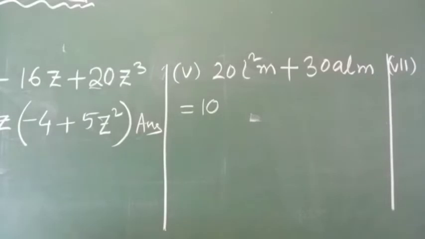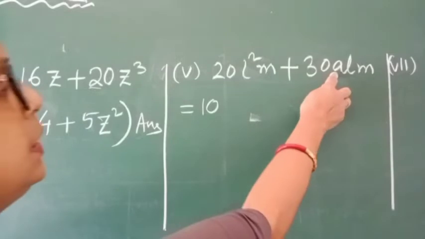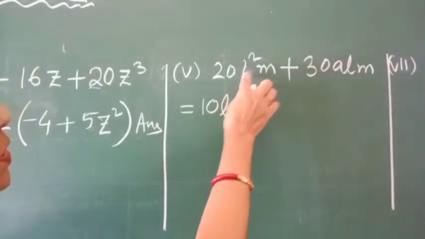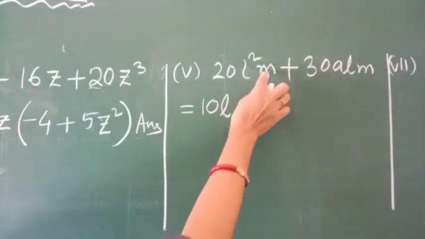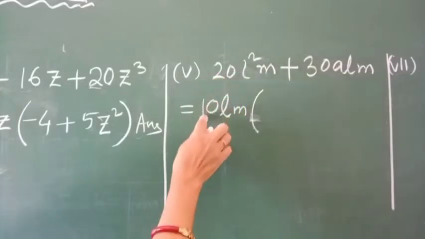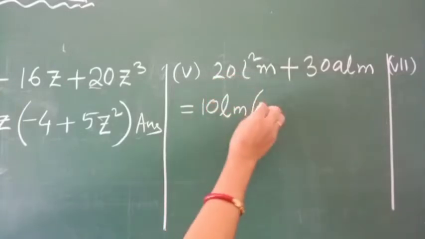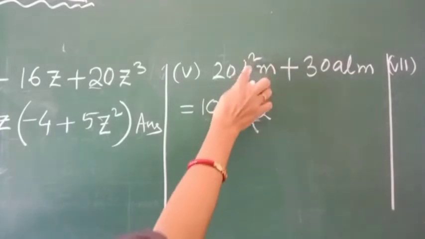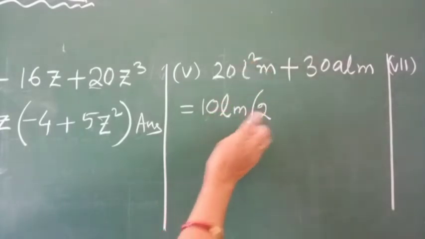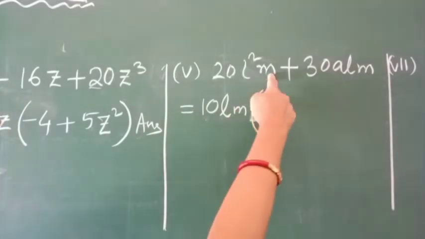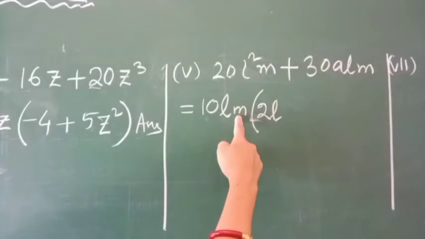From this L square m and A L m. A is extra here. So one L you can take, L square is here, L is here. So L you can take, M is here, M is here, M also you can take. Now 10 into 2 will be 20. So if I take 10, then only 2 will be left here. And out of this 2L, I have taken 1L outside. So 1L will be left, remain here. M alone was there, so I have taken 1L outside.